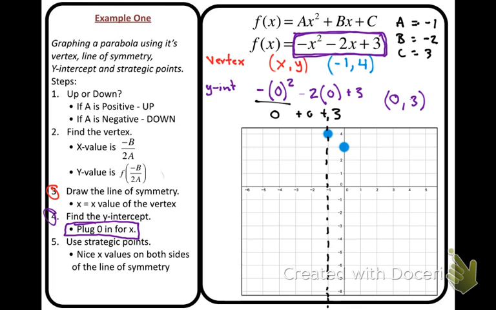Now, the reflection rule. Remember that parabolas are perfect U-shapes that are cut in half, and that axis of symmetry cuts it in half. So now, if this point here is just 1 unit away from the axis of symmetry, that means 1 unit on the other side, we're going to have another point. So that gives us a free point there. So now we have a total of 3 points.